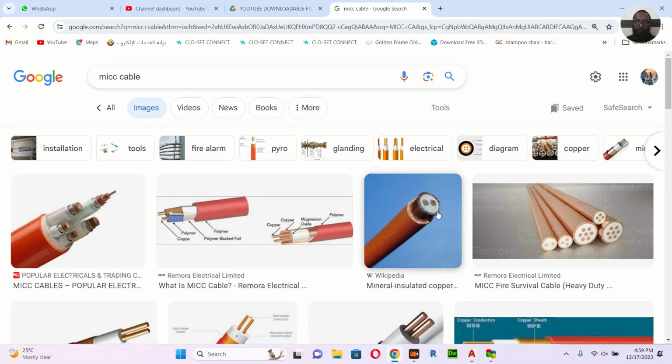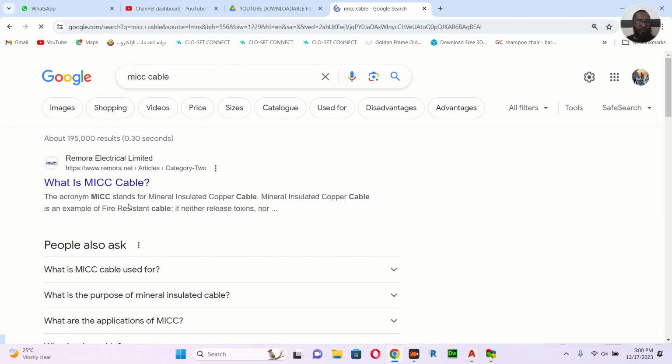So this is for earthing purposes. You see this is copper, and this is neutral, and this is phase, and this is the cover. There are many types of this. So MICC, metallic insulated copper cable. What is MICC? Okay, sorry, it stands for mineral insulated copper cable, not metallic. This is what MICC cable stands for.